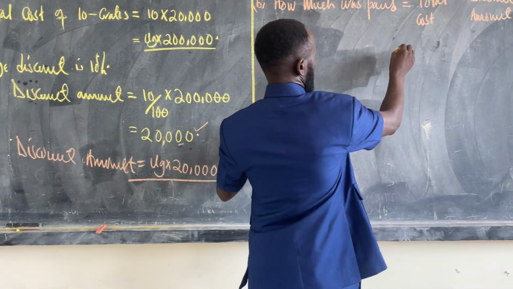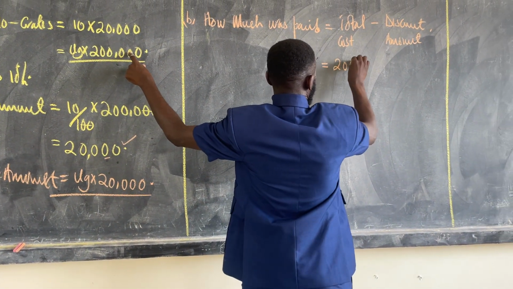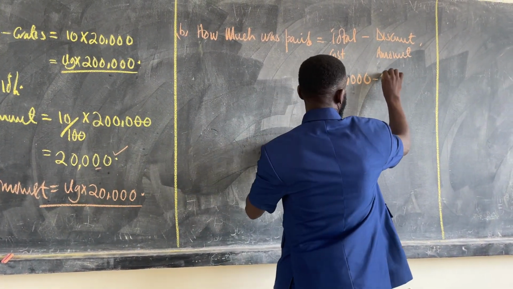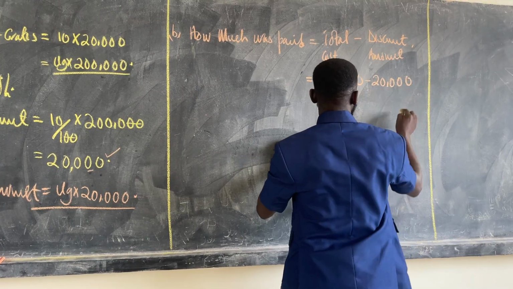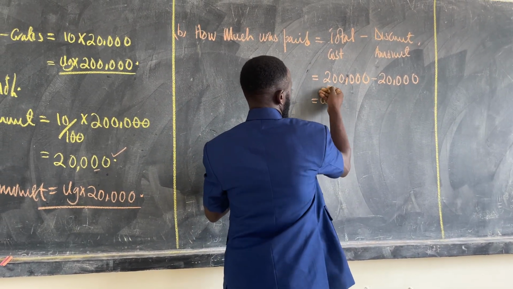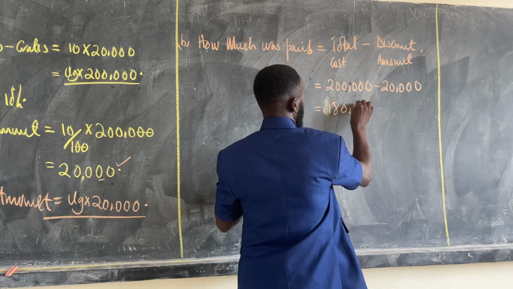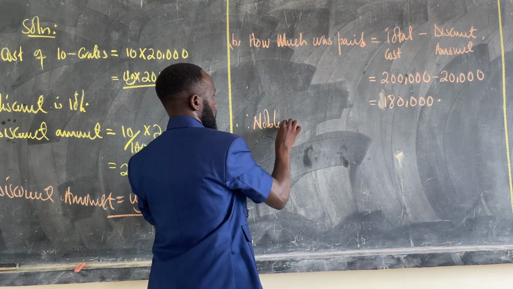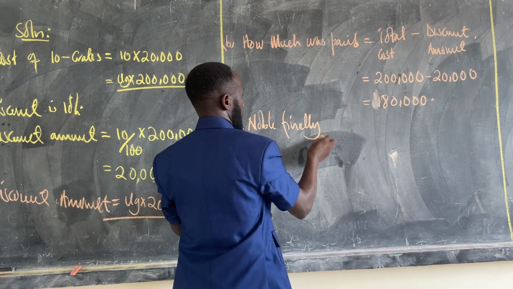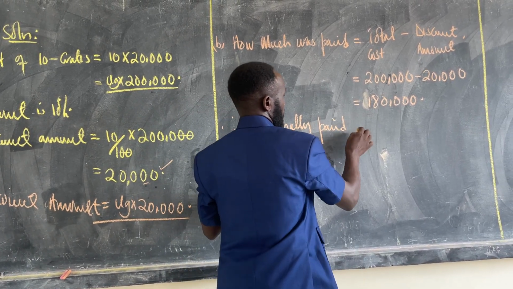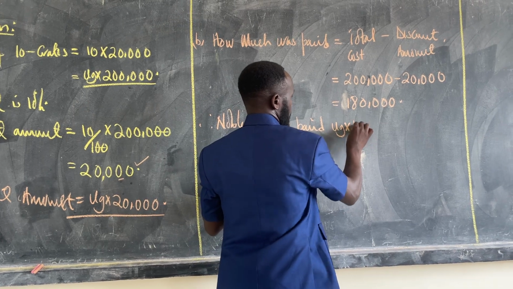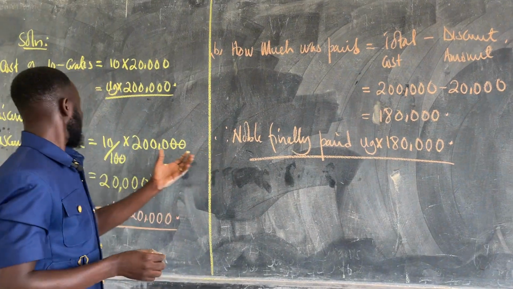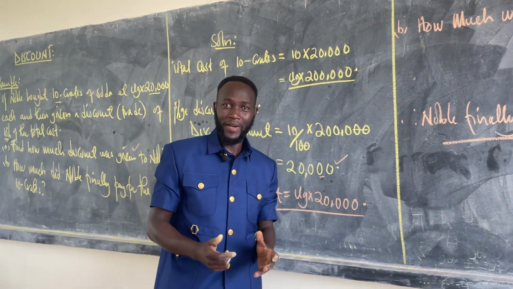So we say the total cost, we got it as 200,000 from here. Then we subtract off the discount amount, which is 20,000. We end up remaining with 180,000. So therefore, Noble finally paid UGX 180,000 shillings. In this sense, you've answered your question very well.